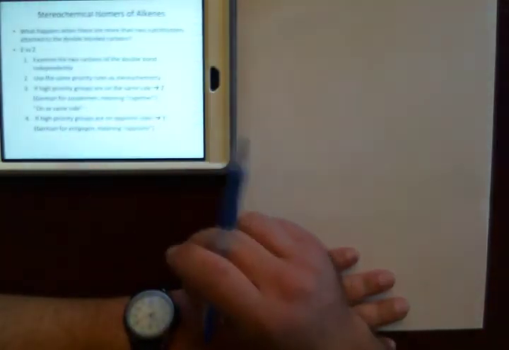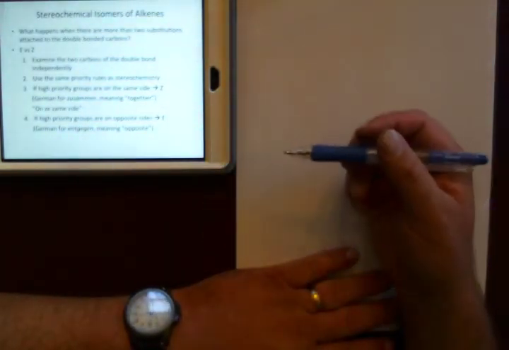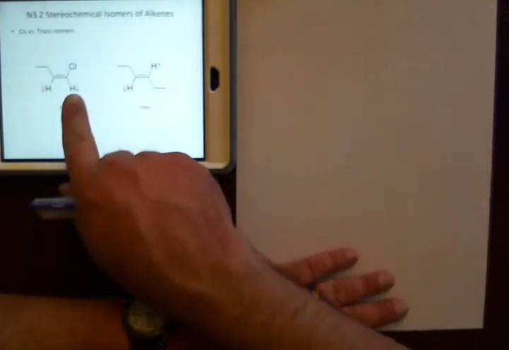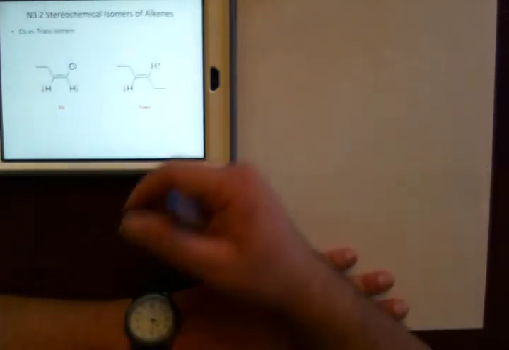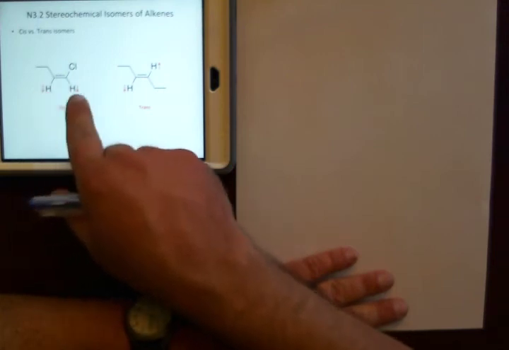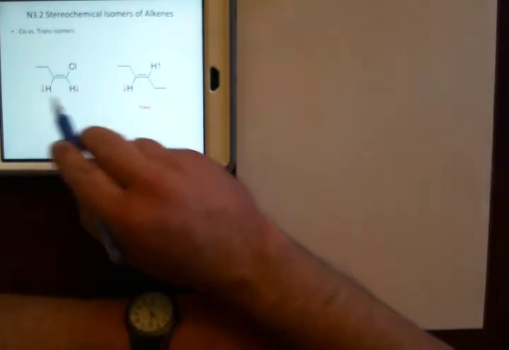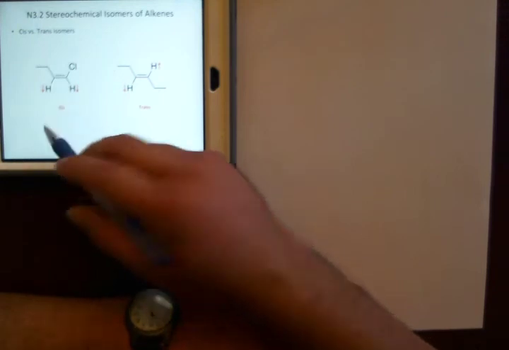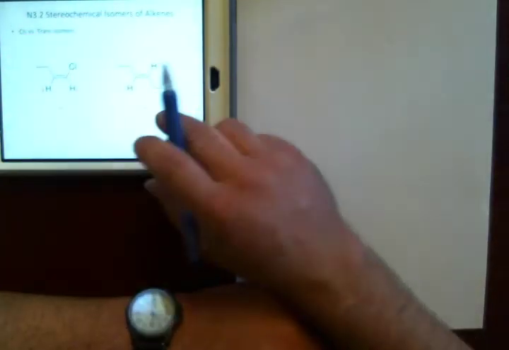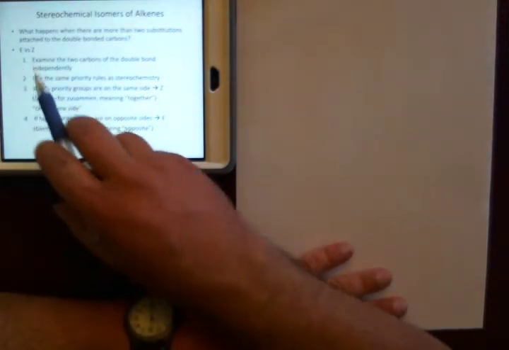But the problem comes: what happens if you don't have hydrogens? Let's say that's a bromine. Well, how are you going to pick that out? Or let's say those are both bromines. What are we going to do? With cis and trans, you have to have a hydrogen on both sides of that double bond. But if you don't have that, well, then what happens? That's where what's called E and Z come into play.